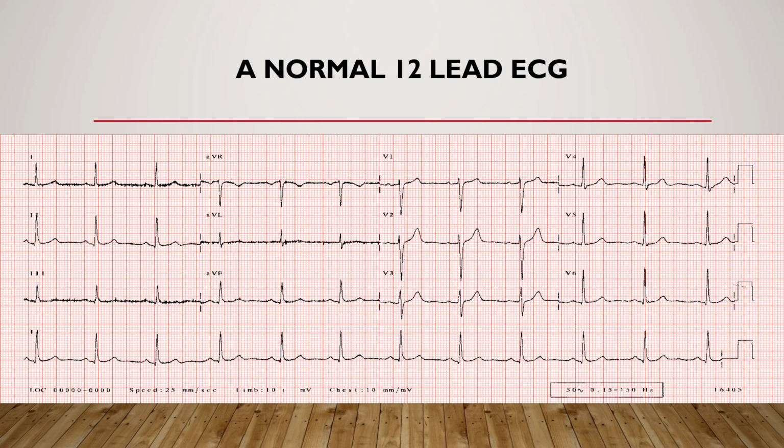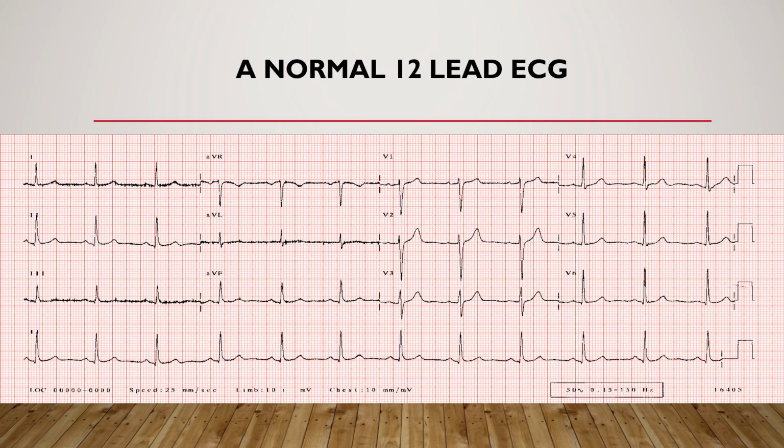If you notice, the ECG paper contains large boxes and small boxes. With a standard recording speed of 25 millimeters per second, one small box on the horizontal axis equals 0.04 seconds. A large box contains 5 small boxes, and one large box equals 0.2 seconds on the horizontal axis.